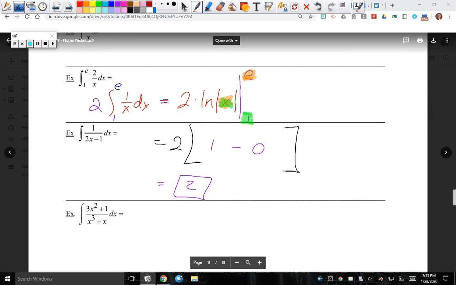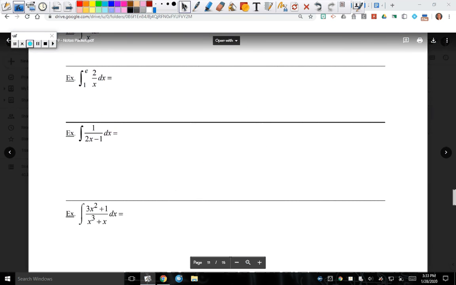Wait, so that would still be the constant multiple rule? Yeah, this is the same as that. Nice questions. Cool? Alright. They become involved. They become more involved.